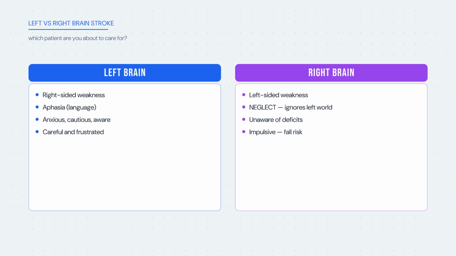Which side of the brain the stroke hit tells you which patient you are about to care for. A left brain stroke, like Eleanor's, gives right-sided weakness and, in most people, aphasia, a problem with language. These patients are often anxious and cautious because they know something is wrong but cannot say it. A right brain stroke gives left-sided weakness and something stranger, neglect, where the patient ignores the left side of the world entirely, and often a dangerous lack of awareness of their own deficits. Left brain, careful and frustrated. Right brain, impulsive and unaware.